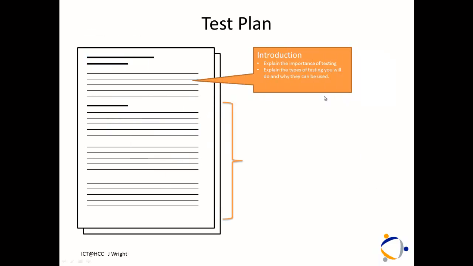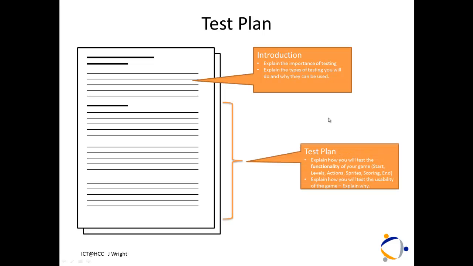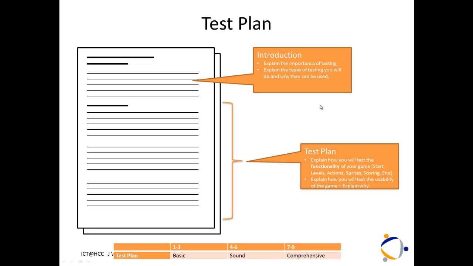So, your test plan. First paragraph, explain why testing is important. Explain why businesses need to test and why you need to test it. Think of the client. Then go on to your test plan. Explain how you'll test the functionality of your game. Explain how you'll test the usability of the game. Don't forget to explain why you will test the way you will. Now this may be a couple of pages, and the more detail you have, the higher mark you'll get.